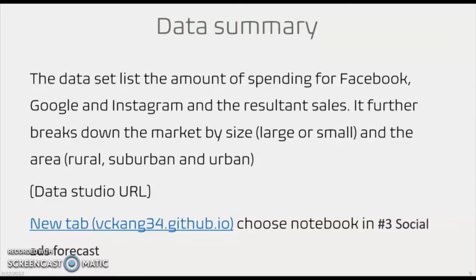Dataset summary. The data set lists the amount of spending for Facebook, Google, and Instagram, and the resultant sales. It further breaks down the market by size, either large or small, and the area, rural, suburban, or urban. Click on the notebook below.